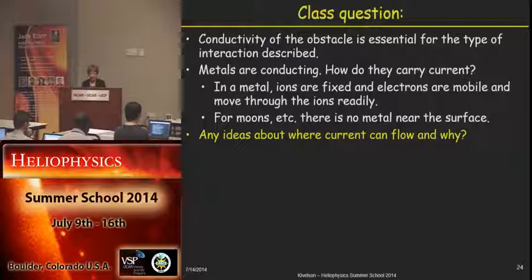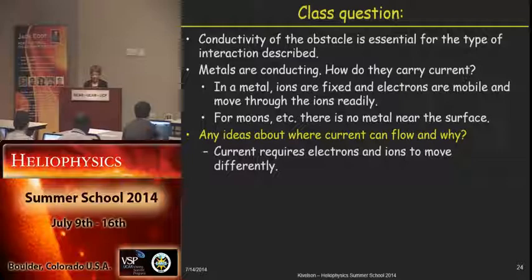So where can the current flow, and why, and what carries it? Any thoughts? Well, you could carry it with ions or you could carry it with electrons. On the other hand, to a very good approximation, the ions and the electrons are moving together at the V cross B velocity. So we need to do something to separate the ions and the electrons. Yes, it has to be something charged, and we have two types of charge, that's true. This requires electrons and ions to move differently.